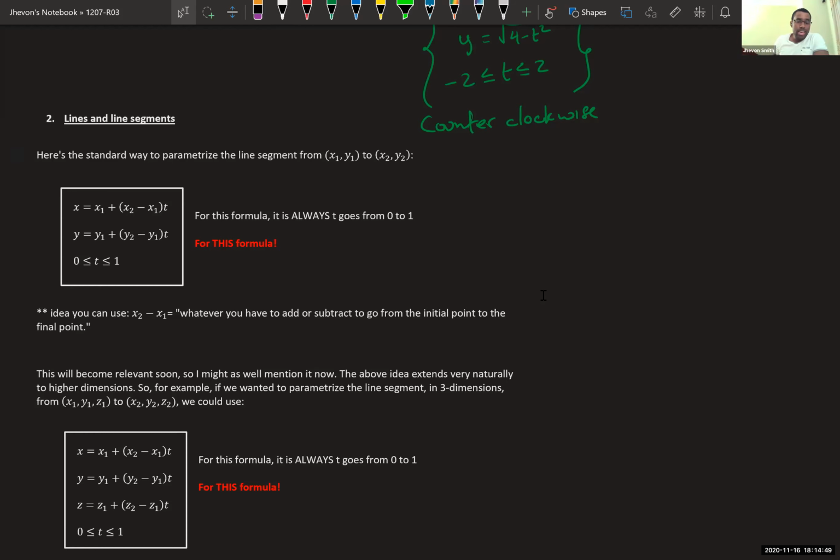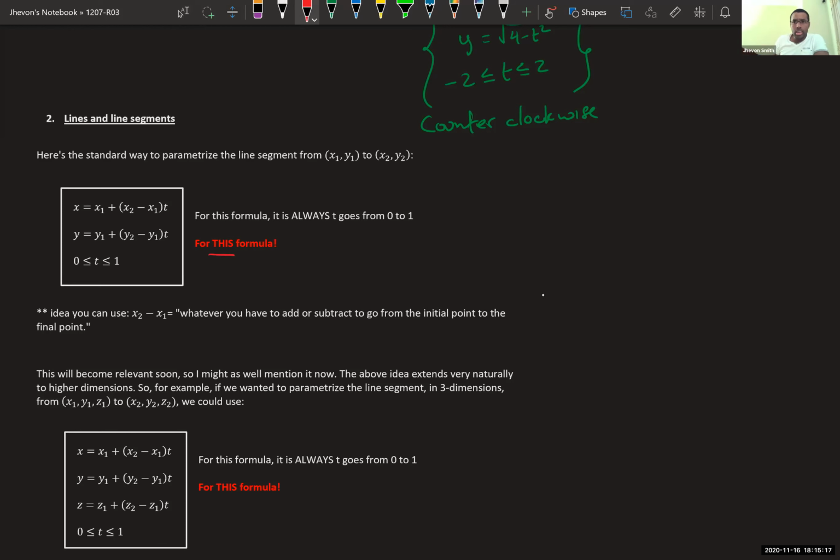So again, there are multiple ways to parameterize anything, and there are ways to parameterize lines where the t does not go from 0 to 1. But for the standard parameterization, doing it this way, your t is always 0 to 1 for this formula. I really want to emphasize that, for this formula, which is usually the formula you're going to want to go with when you want to parameterize straight lines.